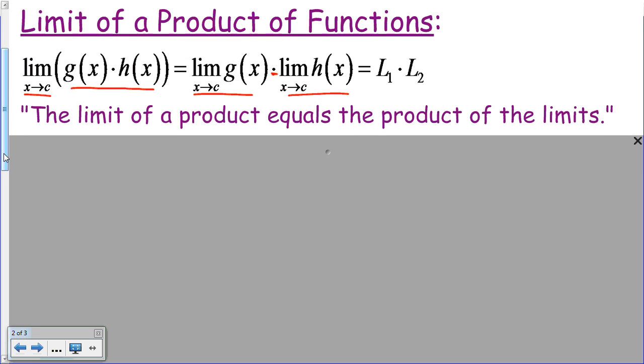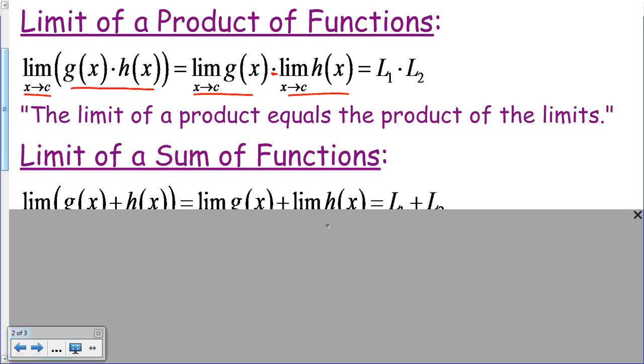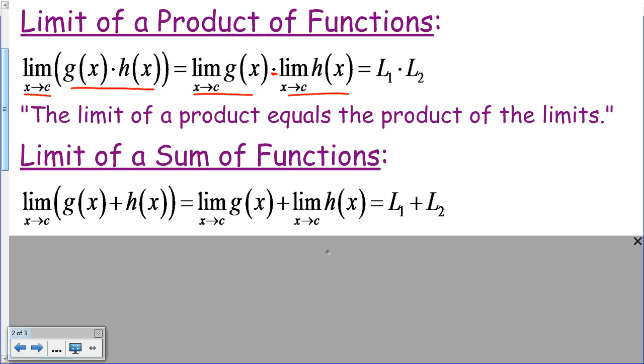Let's take a look at the next property. This one is for the limit of the sum of functions. It says the limit as x goes to c of g of x plus h of x is equal to the limit as x goes to c of g of x plus the limit as x goes to c of h of x. Or in other words, that's equal to L1 plus L2.